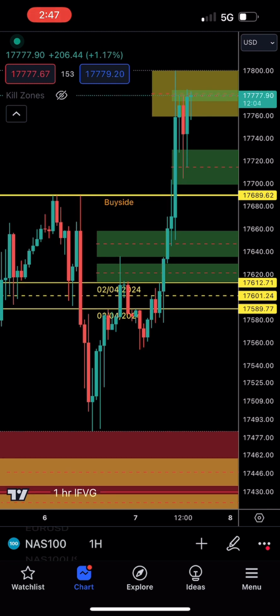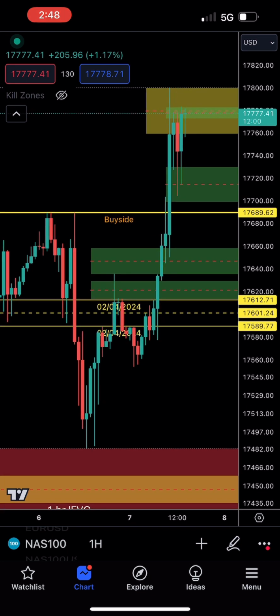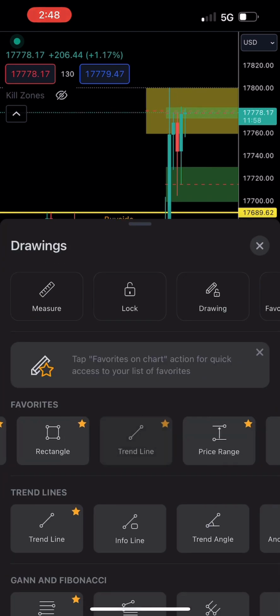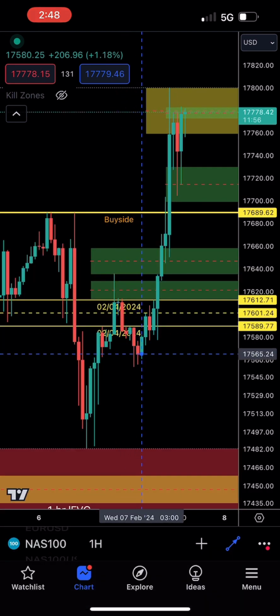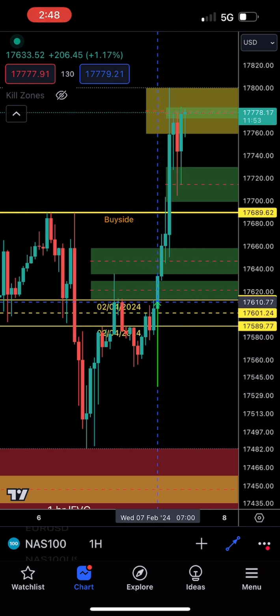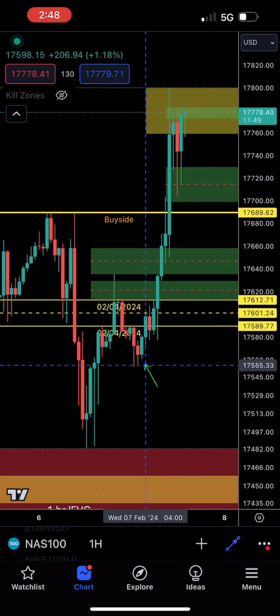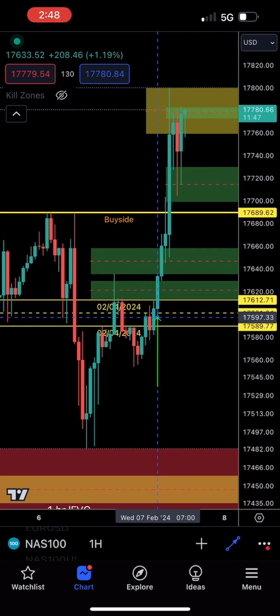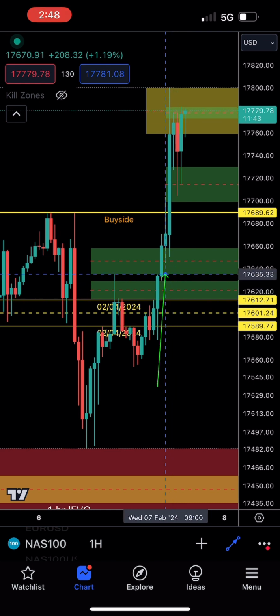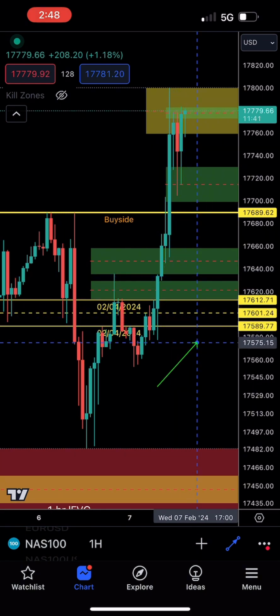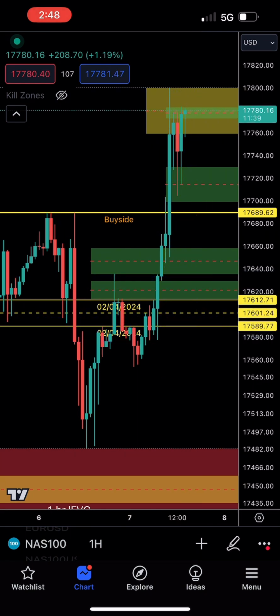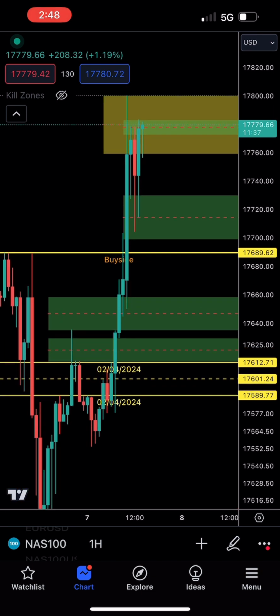So what I'm looking at is buy side. My initial plan was for the market to go up, take buy side, and then come back down. So I was looking for it to go outside of the range, and then at the very least break through those green boxes right there, the 1 hour fair value gaps, and then come back down into the red box that you can barely see on the screen, but that's also a 1 hour fair value gap coupled with a 4 hour fair value gap.